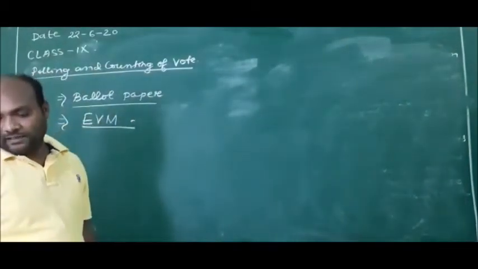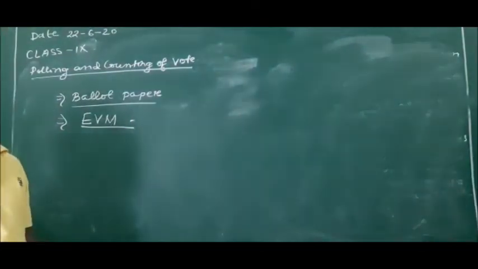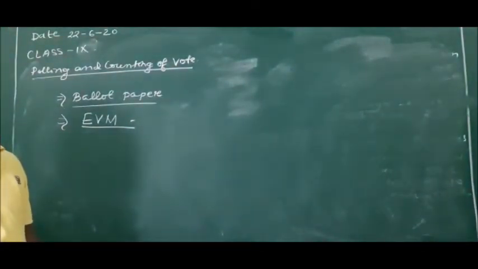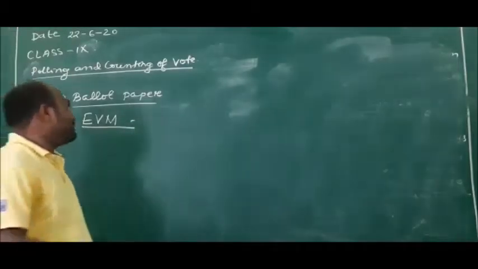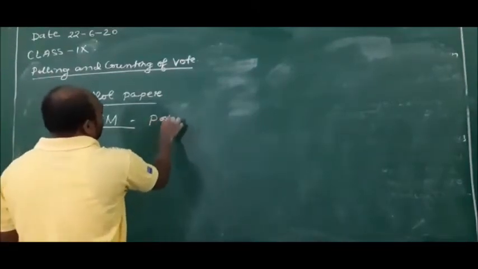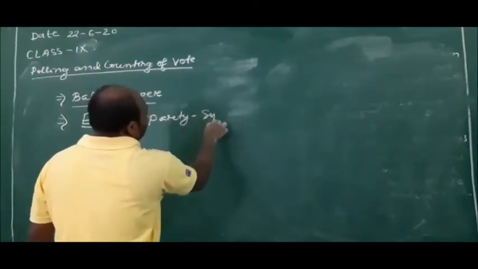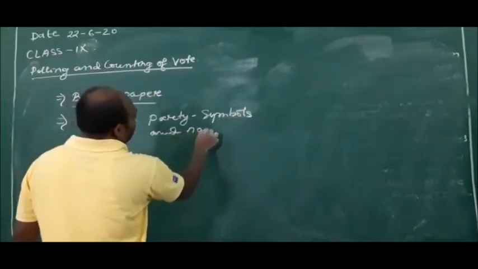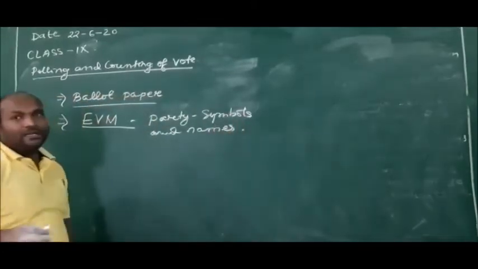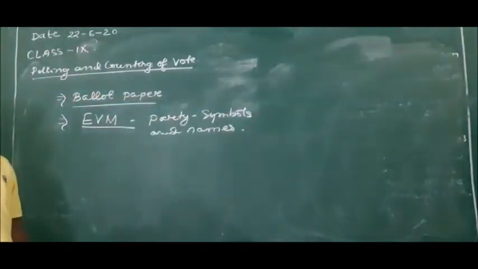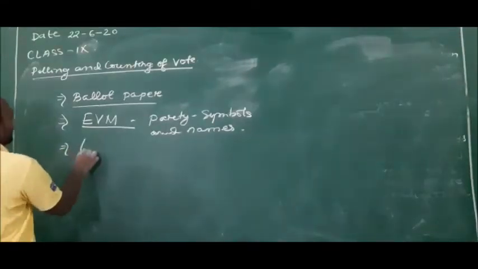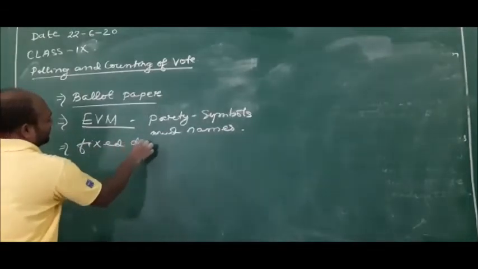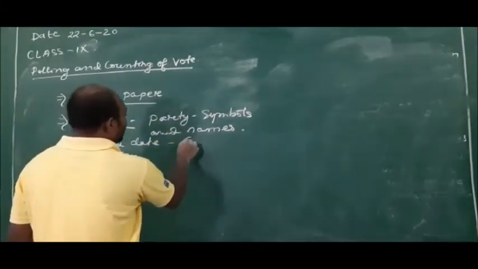In this EVM, the machine shows the names of the candidates and, at the same time, the party symbols. By seeing the names as well as the party symbols, the voter will cast the vote. After a few days, a fixed date will be given for counting.